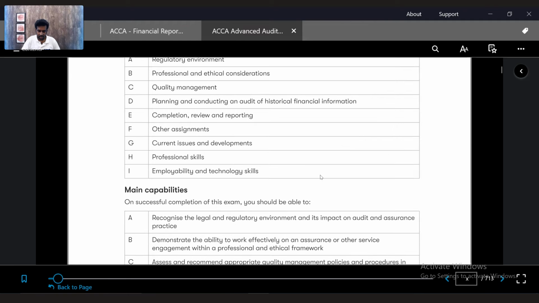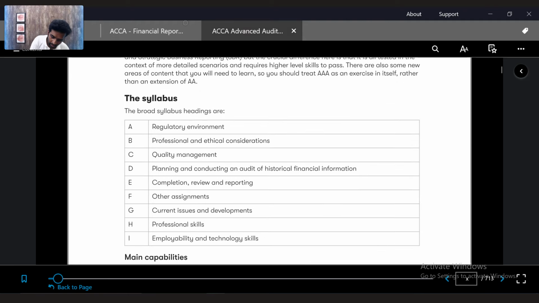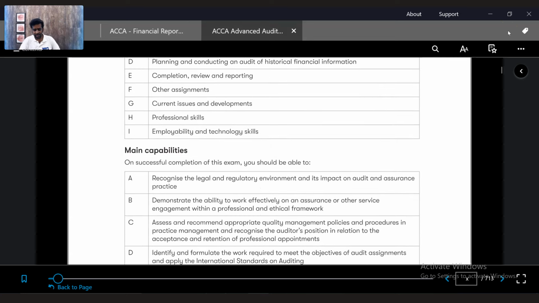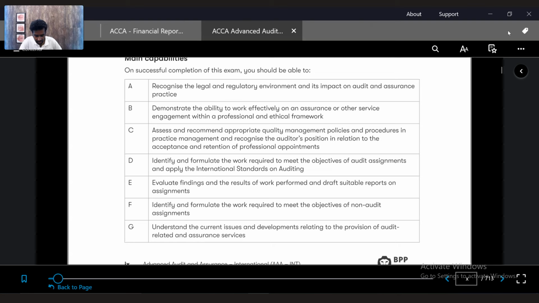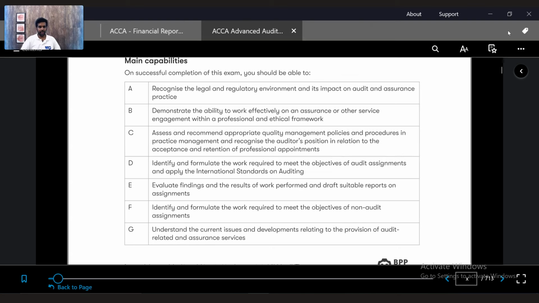Part C is quite an important part that is called quality management. This is very frequently tested during your exam. And this is something like an extension of AA. But in AA, this particular part is not very deeply tested. But in AAA, since it's not tested deeply in AA, it's going to be deeply tested in AAA. And that is all about quality management.